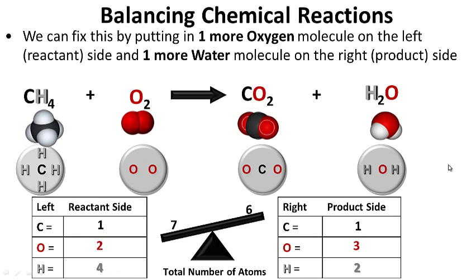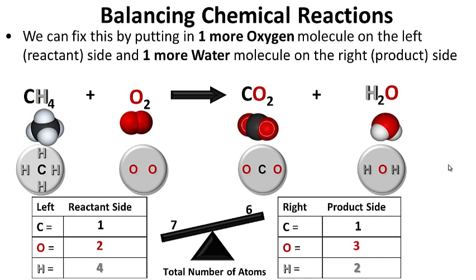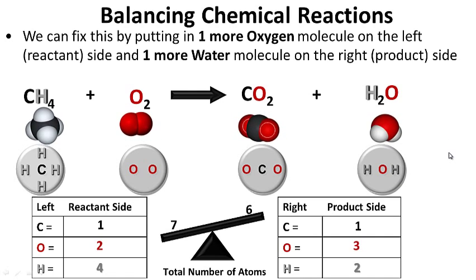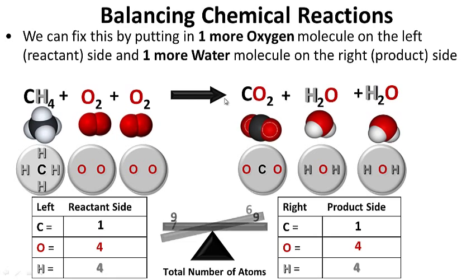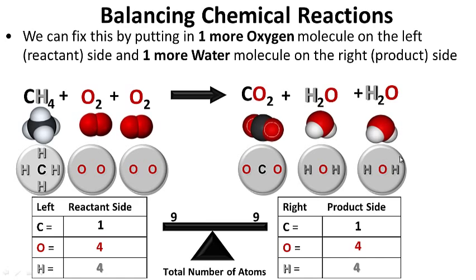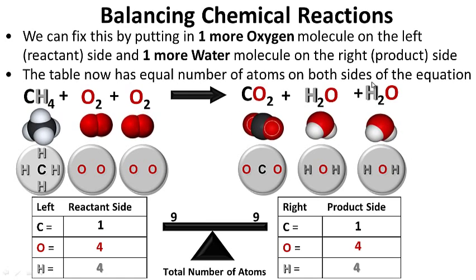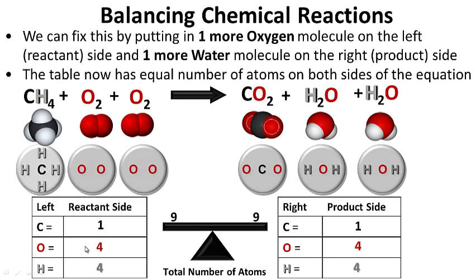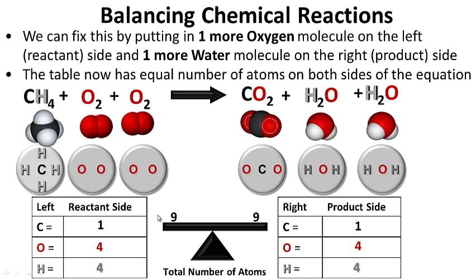So we can fix this by putting in 1 more oxygen molecule on the left side, and 1 more water molecule on the right side. So let's do that. Let's move these plus signs here. Throw in 1 more water molecule and 1 more oxygen molecule, and we're good. Looks good so far. The table now has equal numbers of atoms on both sides of the equation. 1 carbon, 1 carbon, 4 oxygen, 4 oxygen, 4 hydrogen, and 4 hydrogen. Same on both sides.